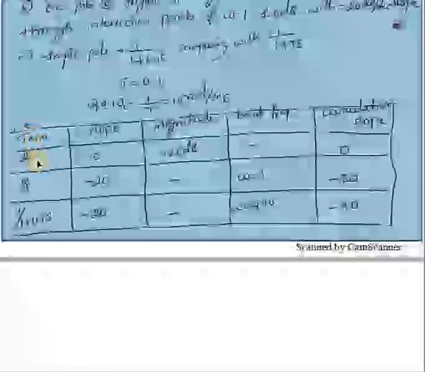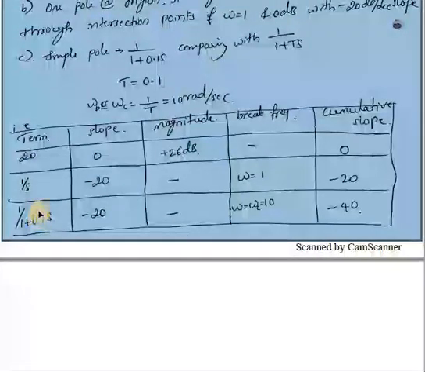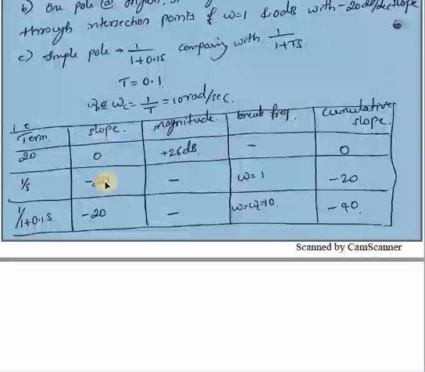in which the first column is the terms, the second column is slope, the third is magnitude, the fourth is break frequency, and the fifth one is cumulative slope. The terms are: the first one is K, whose value is 20, the second one is 1 by s, and the third one is 1 divided by (1 plus 0.1 s). For the first one, the slope will be 0, the magnitude we have calculated as 26 dB, there is no break frequency, and the cumulative slope will be 0.